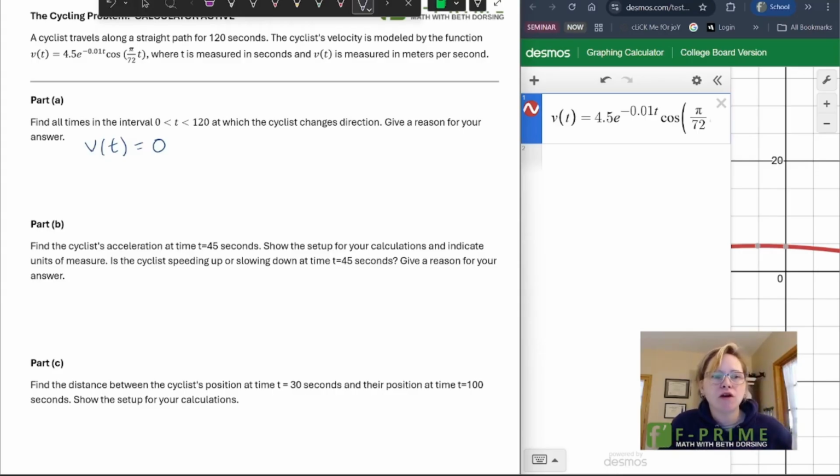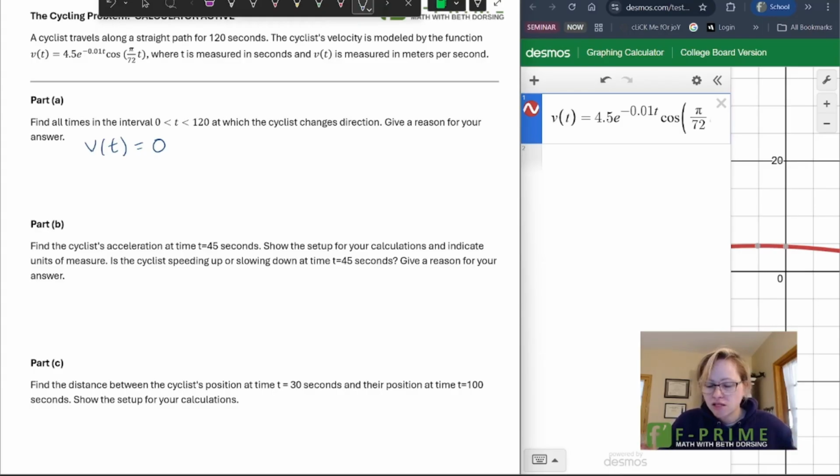Now, velocity also is directional. In other words, if you have positive velocity, that means you're moving to the right or forward. If you have negative velocity, generally that means we're moving to the left or backward. So in order to really change direction, you not only need the velocity to be 0, but you need to see that you've changed sign from positive to negative or negative to positive. And the nice thing about doing this on a graphing question is that we can actually use the graph.